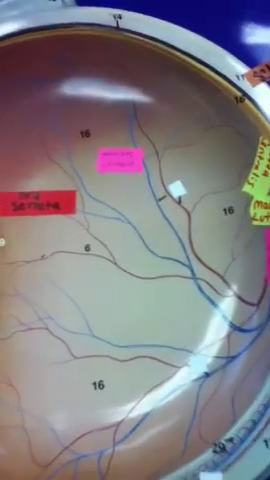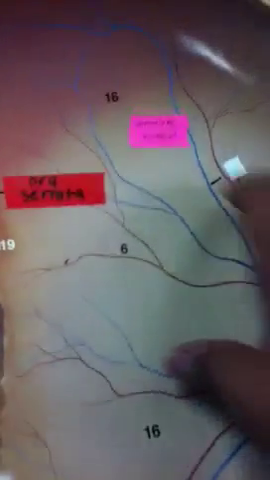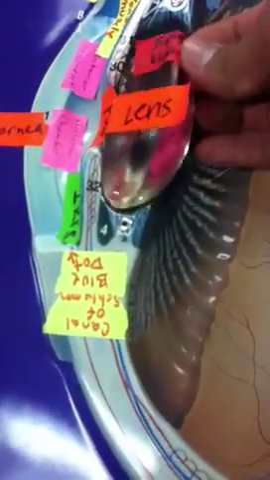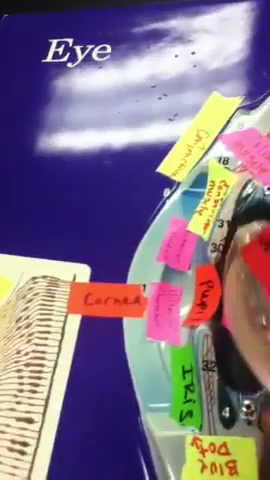gel-like substance. I forgot the name of it. Alright. This line right here is the ora serrata. And this black part would be the ciliary body. This is the lens, and the actual suspensory ligaments are the little ligaments that you could pull off of the lens.